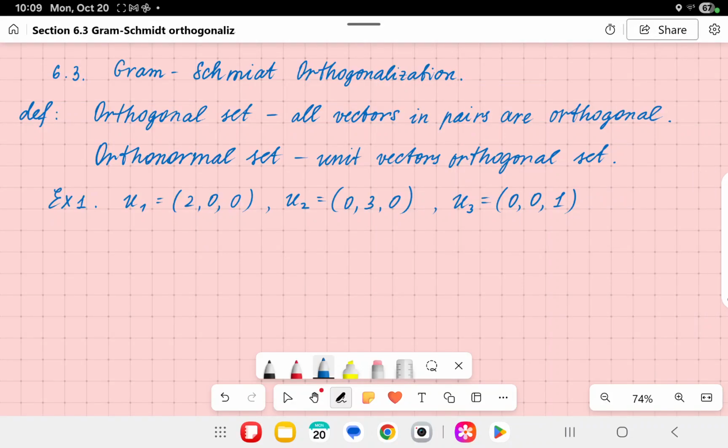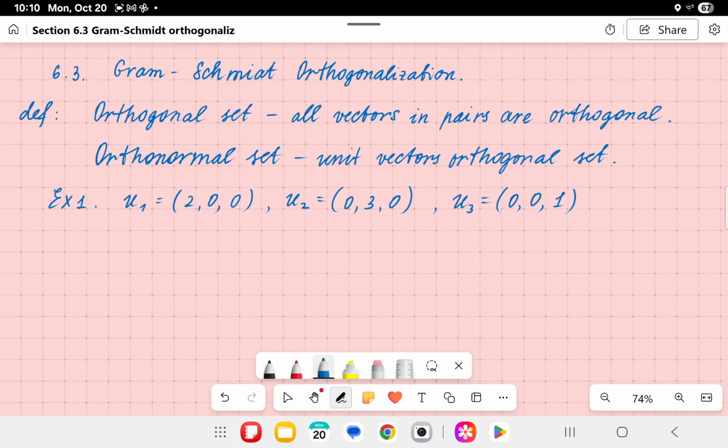Hello everyone, today we are going to start section 3.6, Gram-Schmidt orthogonalization. Before we learn how to do that orthogonalization, we need to introduce some definitions. We're going to start with two definitions.